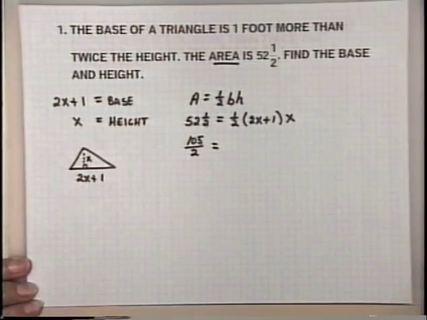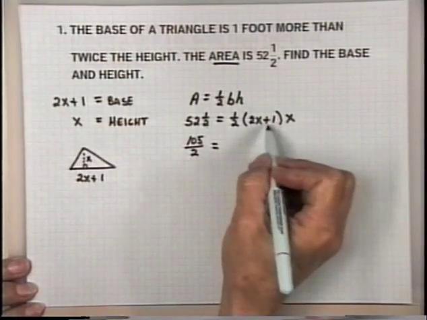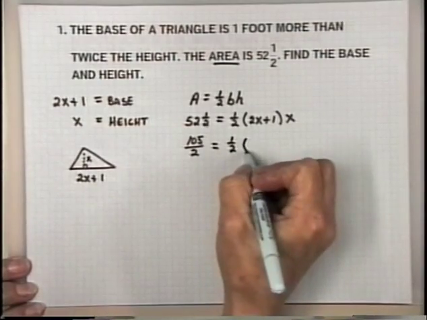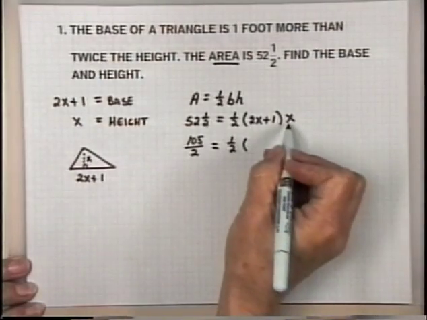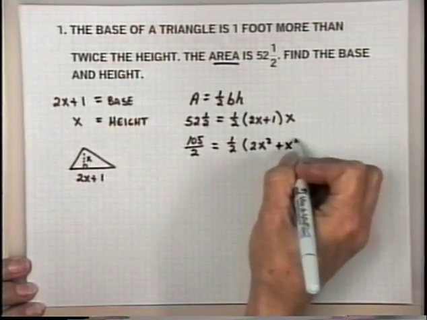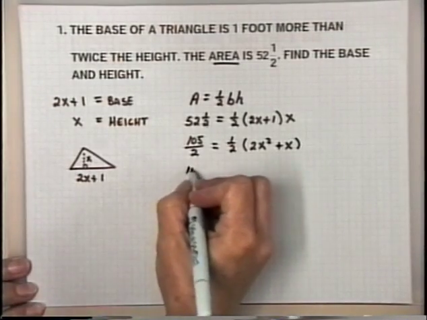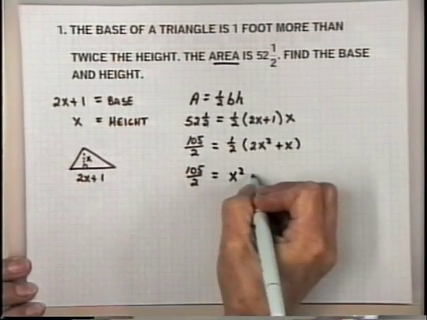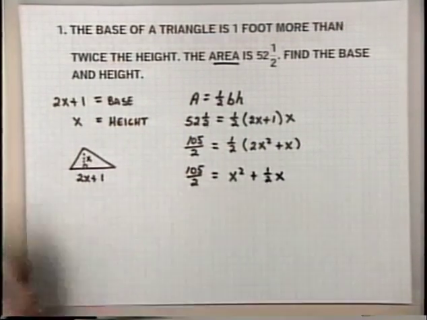On the right-hand side of this equation, we are multiplying 3 numbers. When you multiply 3 numbers, you multiply any 2 of those together and then take that product times the third number. I'm going to choose to multiply these 2 together first and then multiply by the 1/2 last. You certainly could do this in another order. Multiplying x times 2x plus 1, we have 2x squared plus x. Now we will distribute that 1/2. 105 over 2 equals 1x squared plus 1/2 x.